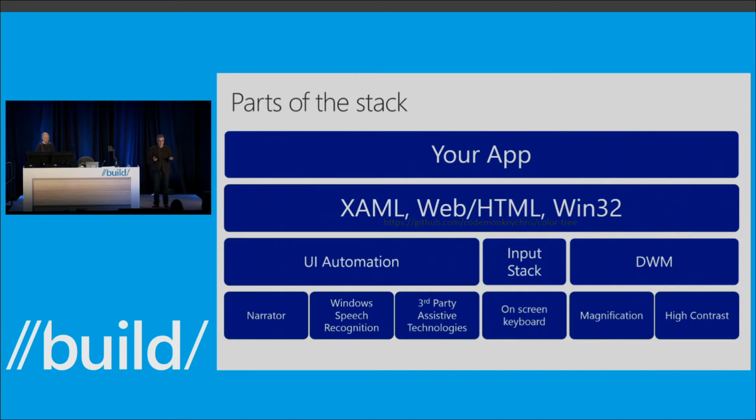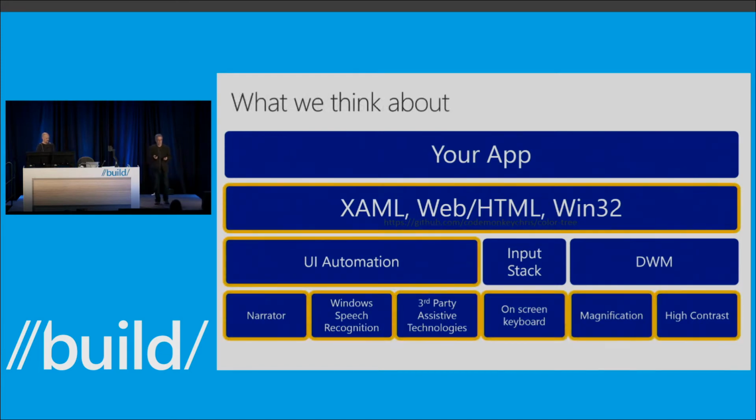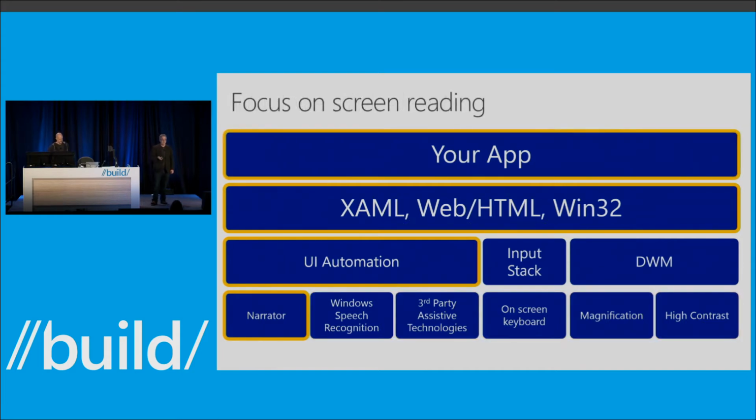So what is it that we kind of think about and own and work on every day? We work on that XAML layer, we work on the HTML layer, we work on making sure that your code is easy to translate into UI automation, so that way it enables narration, if need be, voice command and control, third-party assistive technology. So we run that entire gamut, and we spend every day kind of thinking about how do we make it better and simpler for you to do that.